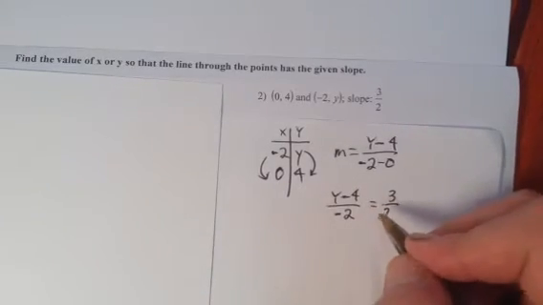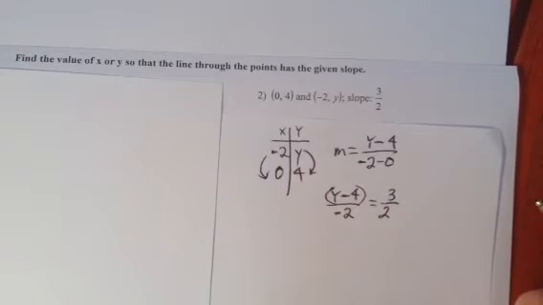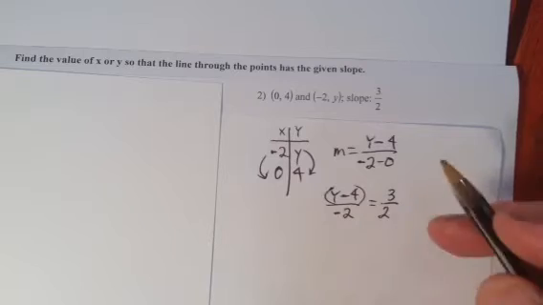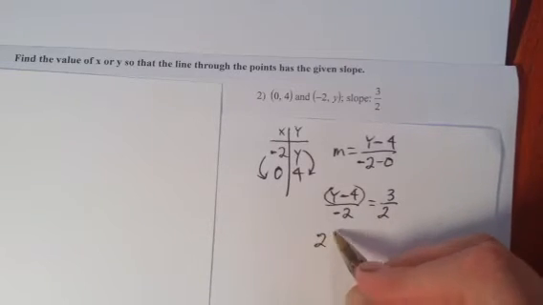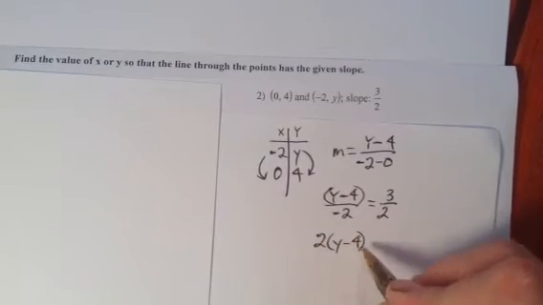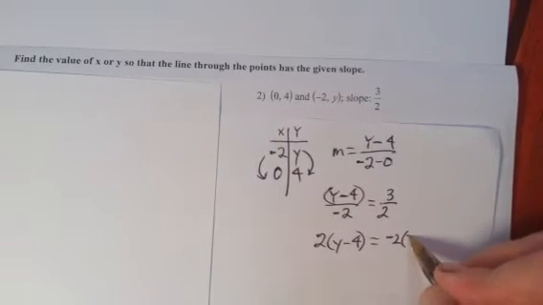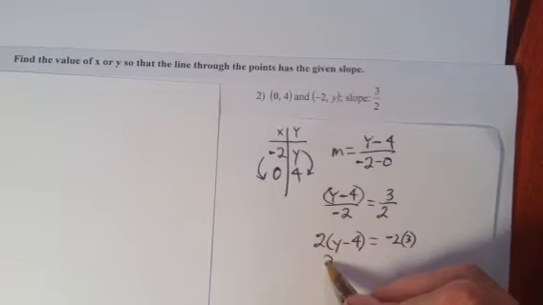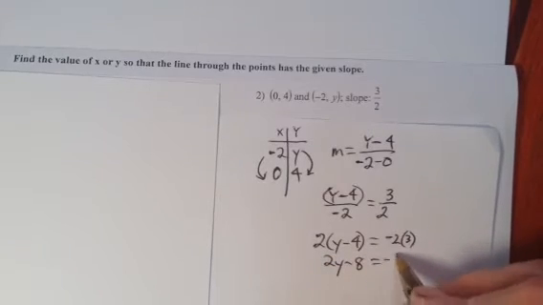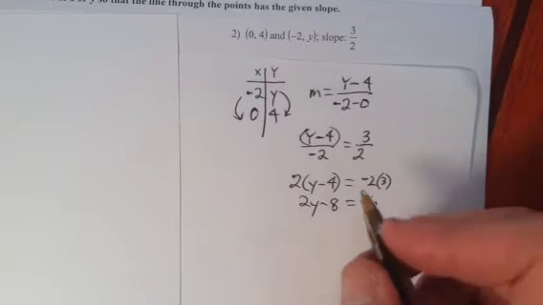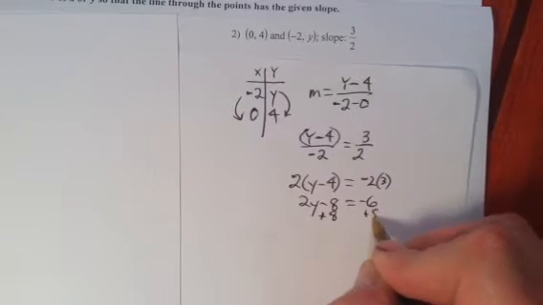And so now I'm going to cross multiply. Now remember, that is a group. Fraction bar is a grouping symbol, so put parentheses around it and cross multiply. 2 times y minus 4 one way, and then cross multiply the other way, negative 2 times 3. Distribute, 2y minus 8 is equal to negative 6, and now you have a two-step equation, middle school math.